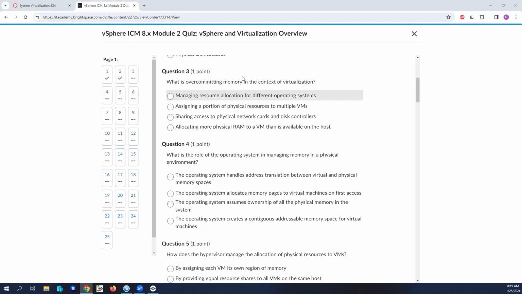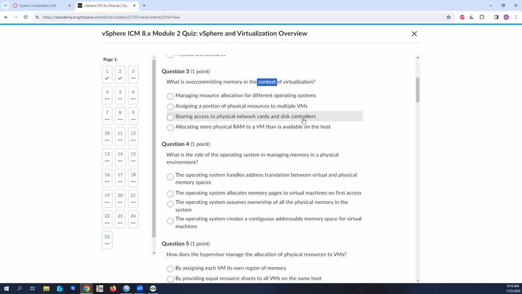Okay, question 3 here, probably search for the word context. We'll let you find where that is since they're out of order. What is overcommitting memory in the context of virtualization? So we have: managing resource allocation for different operating systems; assigning a portion of physical resource to multiple VMs; sharing access to physical network cards and disk controllers; allocating more physical RAM to a VM than is available on the host.